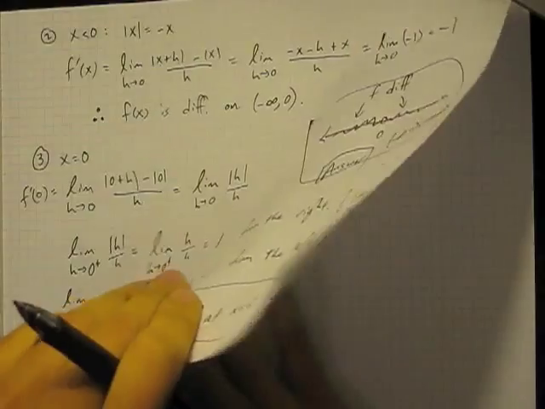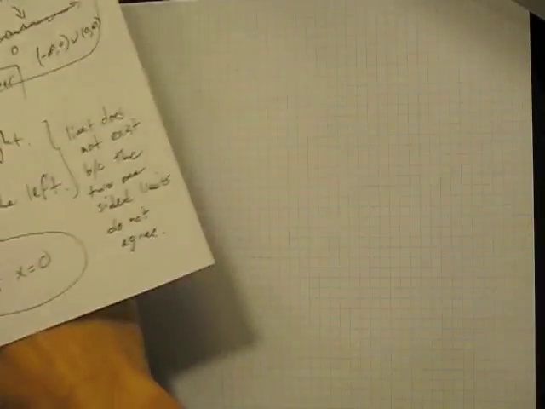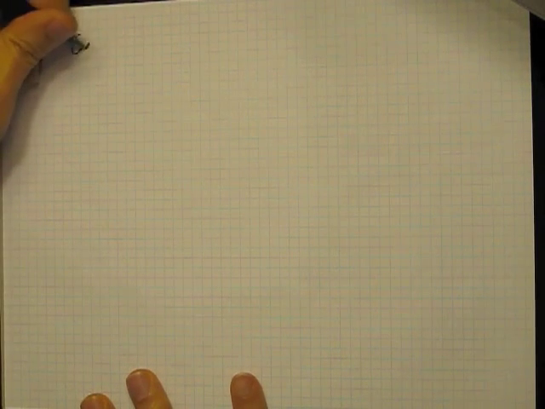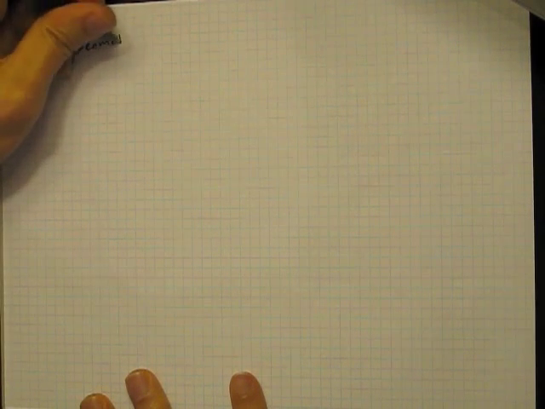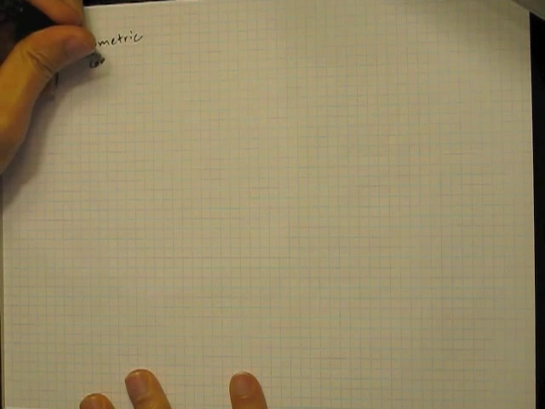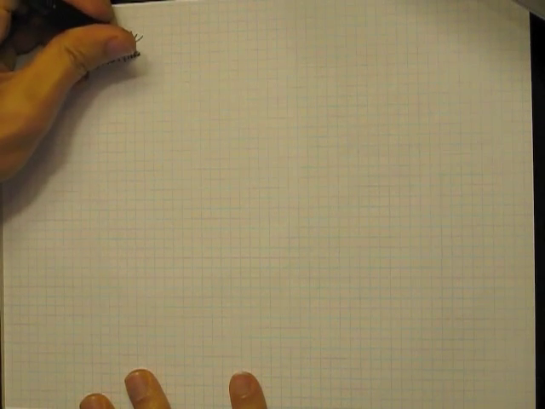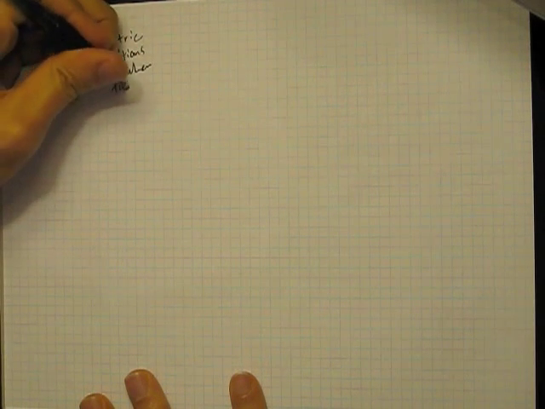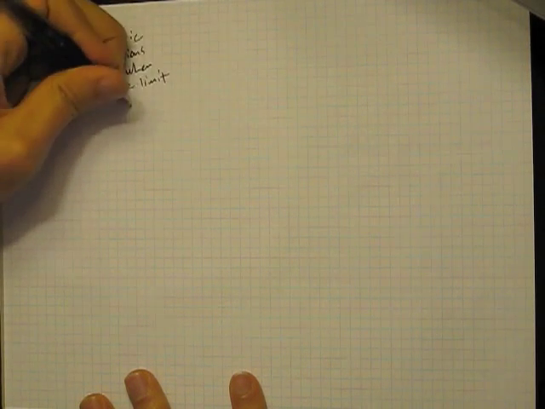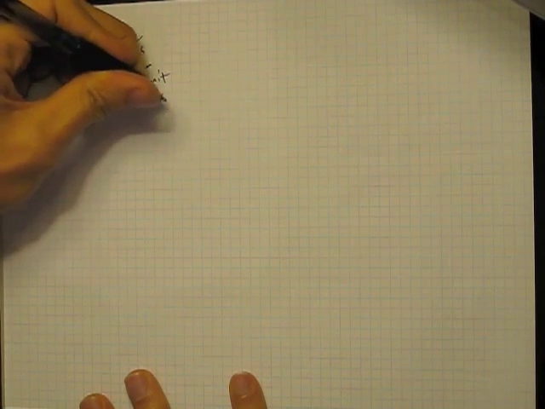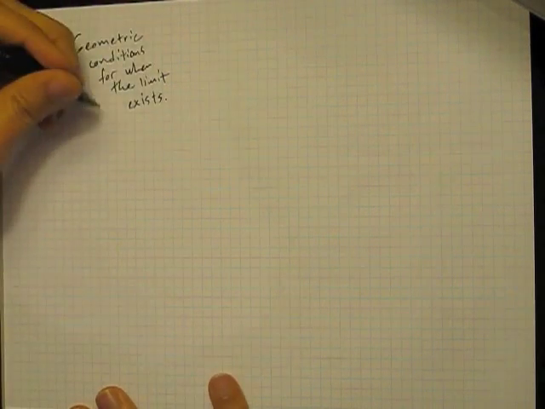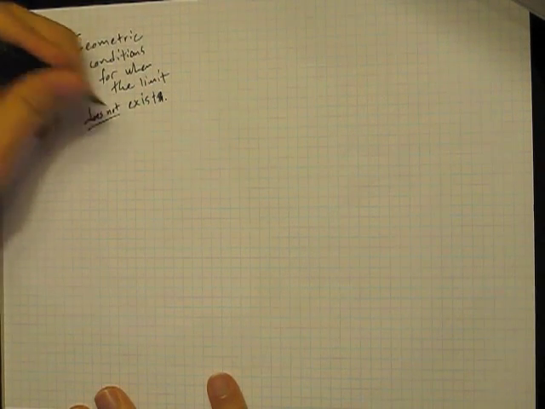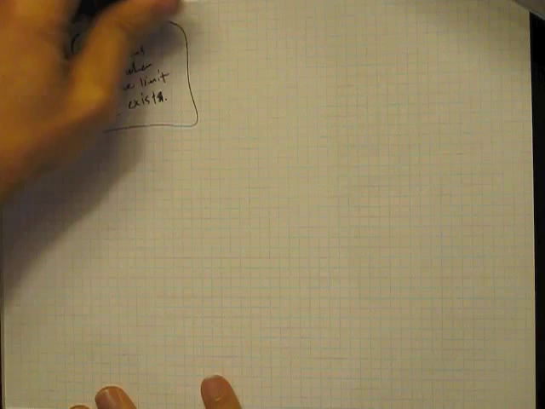So let's talk for a minute about geometric conditions for when the derivative exists. Geometric conditions for when the limit exists. Or maybe I should say does not exist.